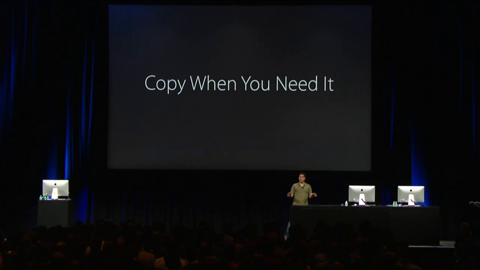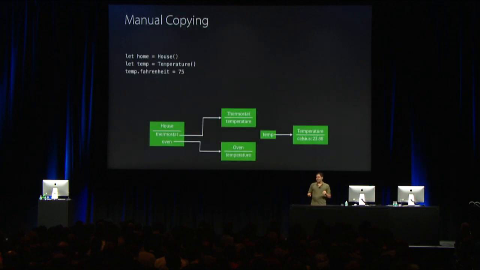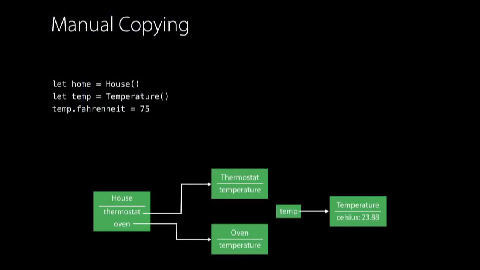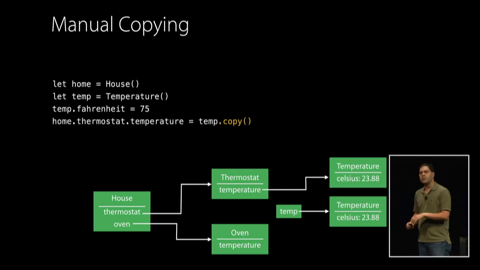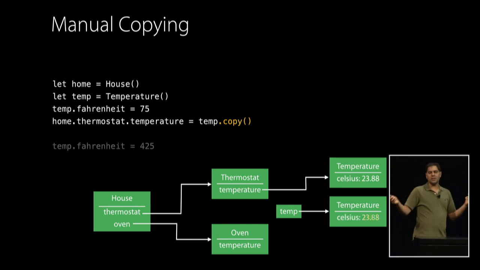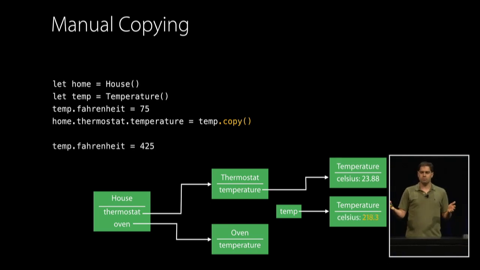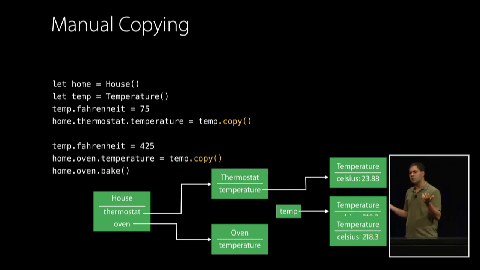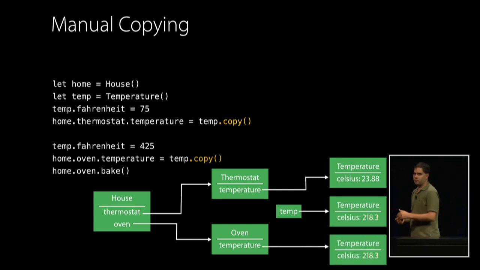Okay, let's do this the right way. Okay, I'm going to set my temperature to 75 degrees Fahrenheit again. When I go and set the temperature of my thermostat, I'm going to cause a copy. So I get a brand new object. That's what my thermostat's temperature points to. When I go ahead and change the temperature of my temp variable, it doesn't affect it. That's good. Now when I go and set the oven's temperature, I'm going to make another copy.